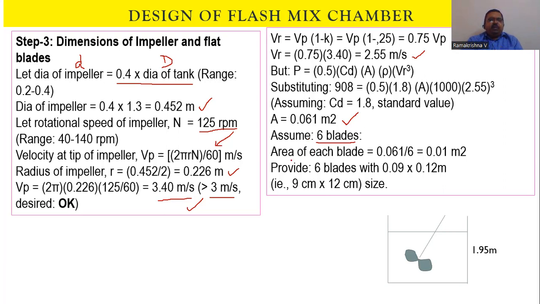So this completes the design of the flash mix chamber. In the next video we'll go for the design of the flocculator, which is the second part of the unit operations for coagulation practices, right?